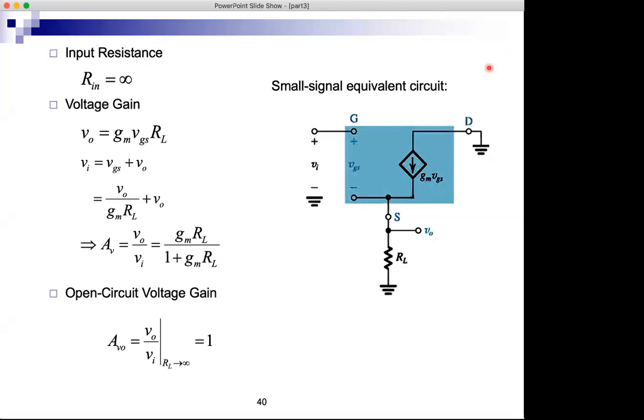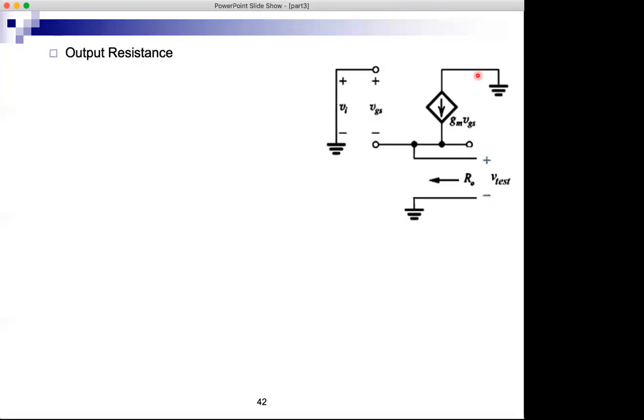Let's look at the output resistance. For output resistance, we will disconnect the load. The load was here, we're disconnecting it, and we replace it with a test source. And we set the input to 0. So now VI is 0, and the gate is grounded. Because the gate is grounded, VTest, which is the voltage at this node to ground, is minus the voltage at this node to ground. So VTest is minus VGS.